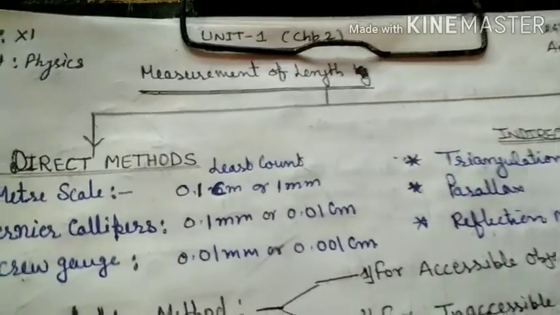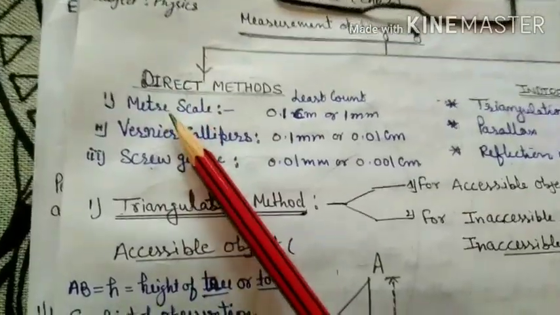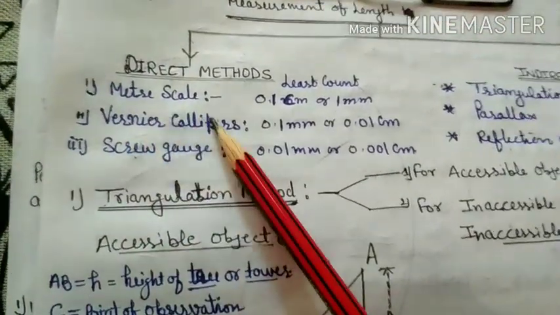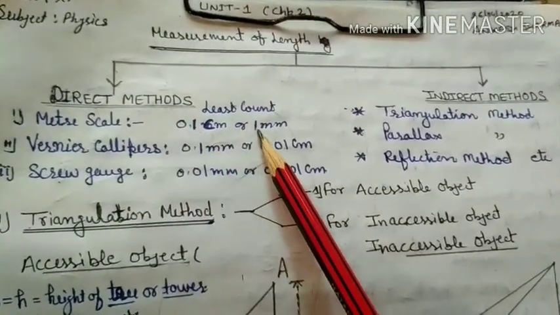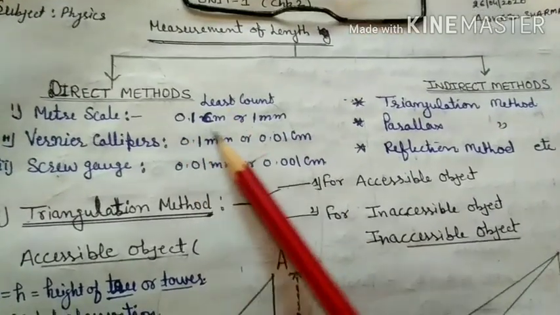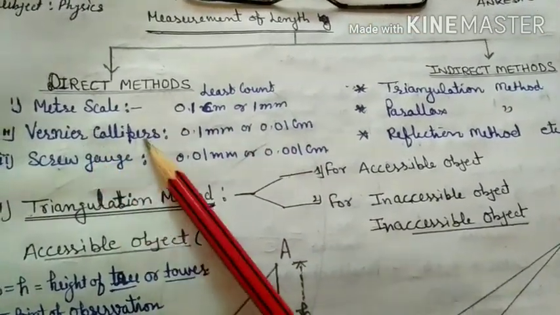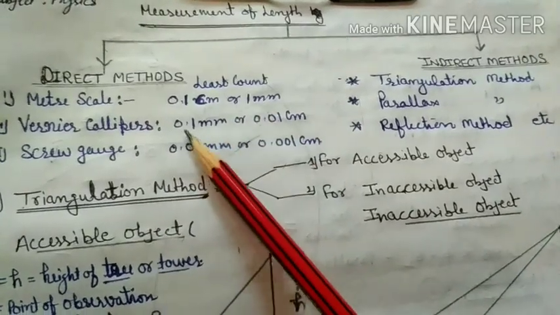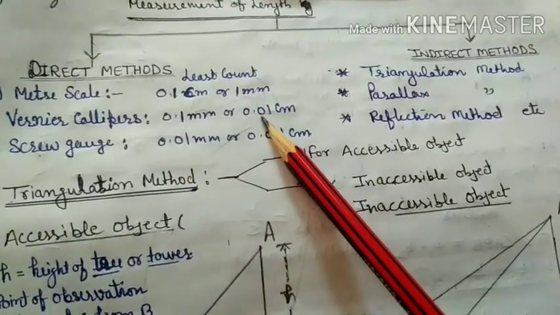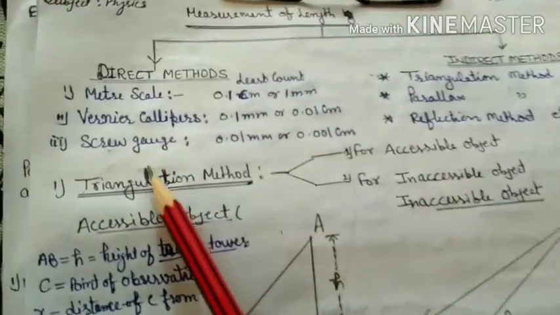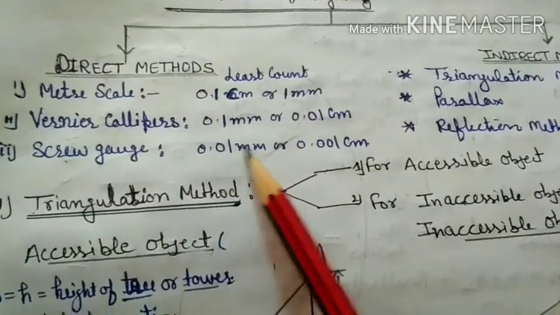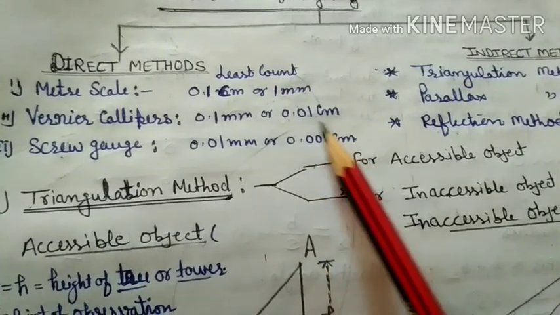Now with the help of a flowchart we have to understand. Measurement of lengths. There are two methods. One is a direct method, one is an indirect method. Direct method we have already discussed. One is a meter scale, one is a vernier caliper, next one is a screw gauge. The least count of the meter scale is 1 millimeter or 0.1 centimeter. The second instrument is the vernier caliper. Its least count is 0.1 millimeter or, in centimeter, 0.01 centimeter. Similarly, the screw gauge, its least count is 0.01 millimeter or 0.001 centimeter.